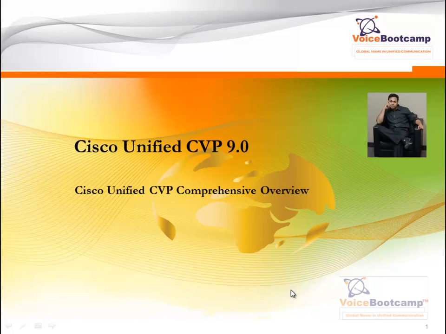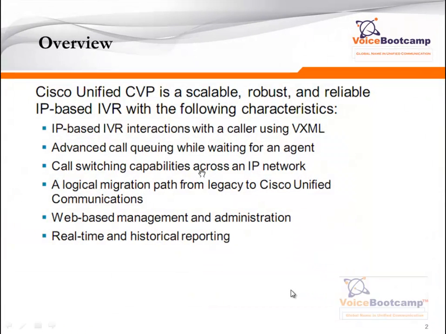In this particular video, I'm going to focus on Cisco Unified CVP 9.0. Cisco Unified CVP 9 is the latest version released by Cisco on the CVP platform. Now, Cisco Unified CVP is a robust, scalable, and reliable IP-based IVR that is available from Cisco's line of products for contact center. A CVP can be considered as a product as well as a solution.